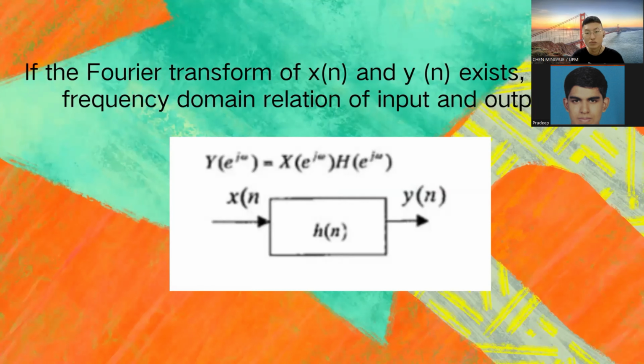If the Fourier transform of x[n] and y[n] exists, then the frequency domain relation of input and output is, as you can see from the diagram here, Y(e^jw) = X(e^jw) times H(e^jw). So you can observe here that x[n] is the input, the process is h[n], and then the output will be y[n].